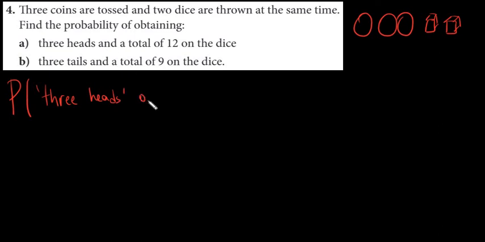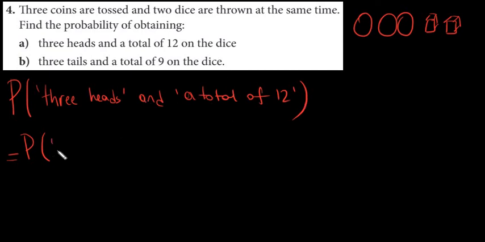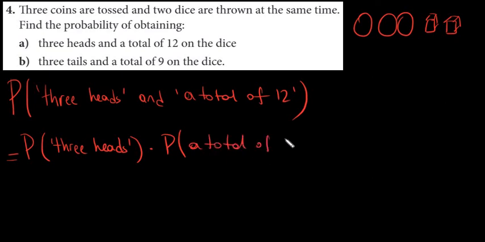So 3 heads, and we have an and here, right? And a total of 12. These are independent, so we can just multiply this probability by this probability. We want to get 3 heads, and the probability of a total of 12.